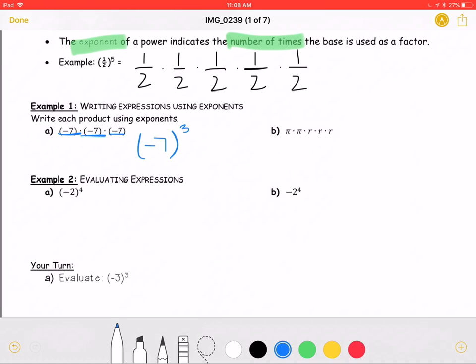Part B, I see pi times r times r times r. So I see two different, what do we want to call them? I see two different, what they're going to be is bases or factors. So I see pi being multiplied twice. So that means I'm going to write pi raised to the power of 2 times, now I have r as another base or another factor, and I have 3 of those. So I'm going to say r to the 3rd. Let me rewrite that 3. So that's how I would write this. If there's more than one base or factor, you would have 2 separate terms. So that's our answer there.